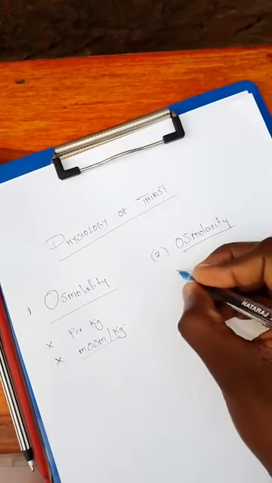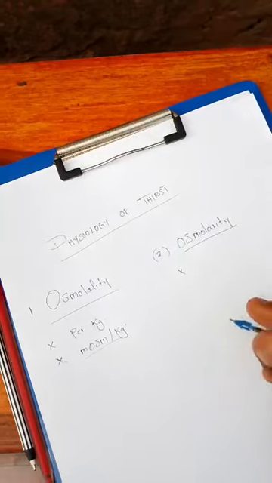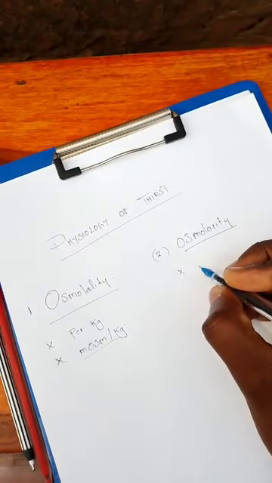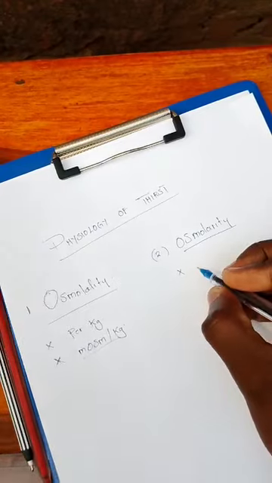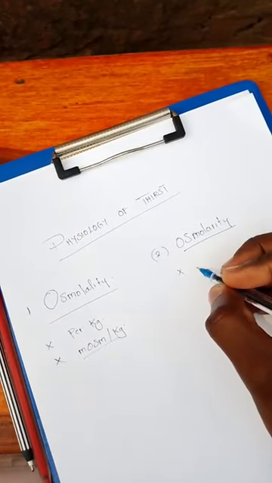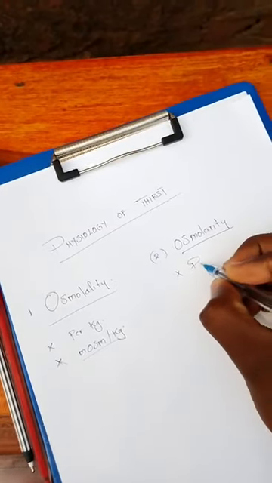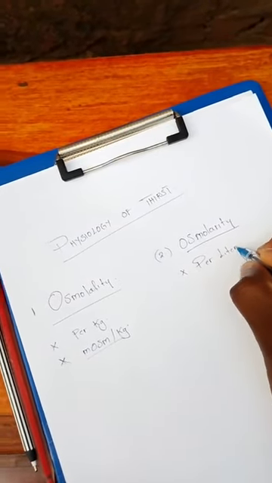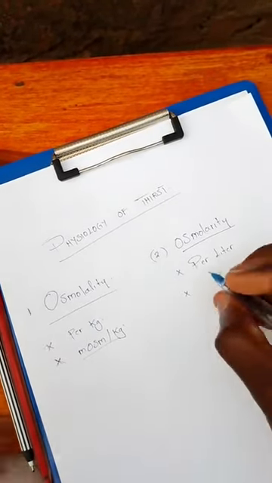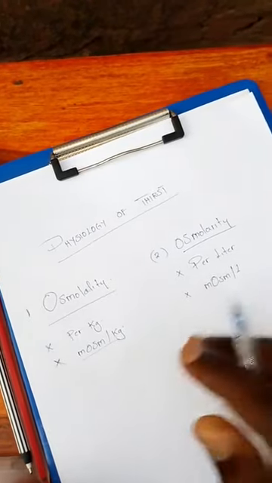Then osmolarity is also just the concentration of particles. Now this concentration of particles is measured per liter, not per kg. So this one is the concentration of particles per liter of a solution. So the units for osmolarity are milliosmoles per liter and not per kg.